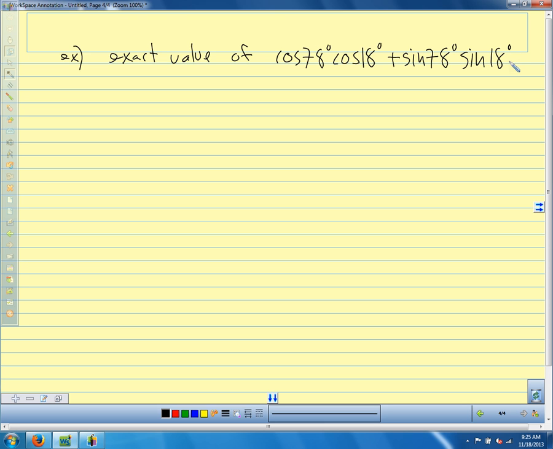So what this problem is asking us to do is recognize the form of this expression. Which one of our formulas does this look like? Cosine difference, right? So this is the cosine of 78 degrees minus 18 degrees. It matches the form of the cosine difference formula. Cosine of 78 minus 18 is the cosine of 60 degrees, which is 1/2. So this expression is equal to 1/2. The exact value is 1/2.